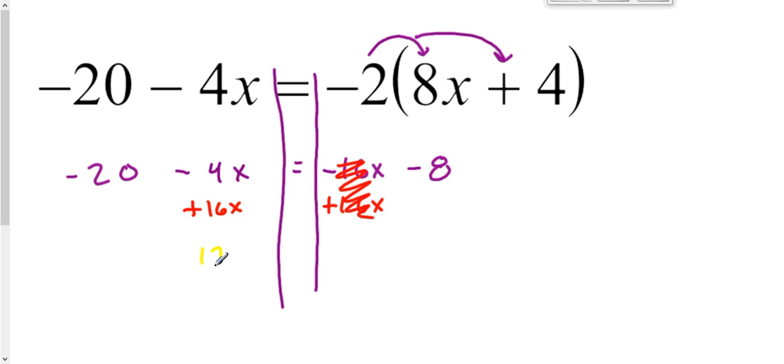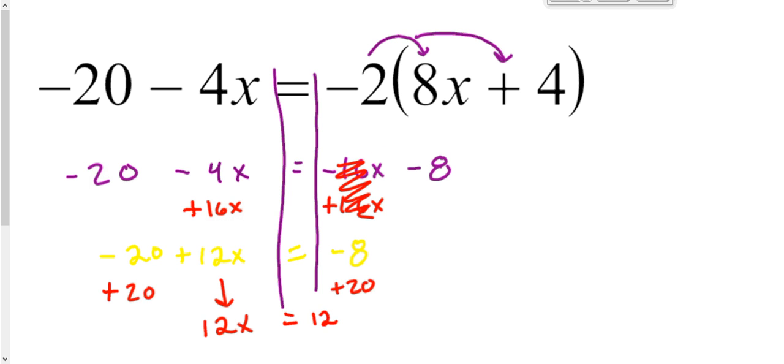And we get 12x. Still have a negative 20. Since this 12 was positive, it is a positive 12x. Bring down the negative 8. We're going to add 20 to both sides. 12x carries down. We get 12 on this side. Divide both sides by 12. And x is 1.